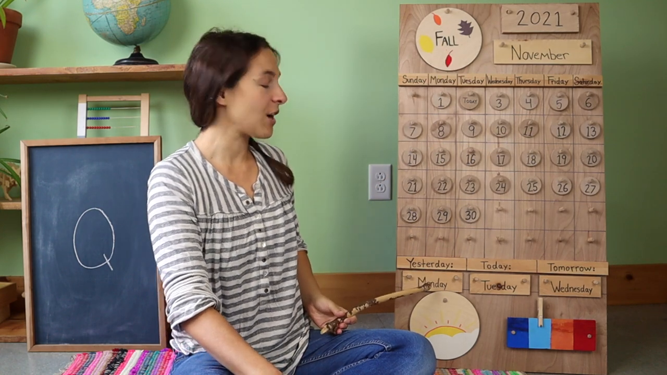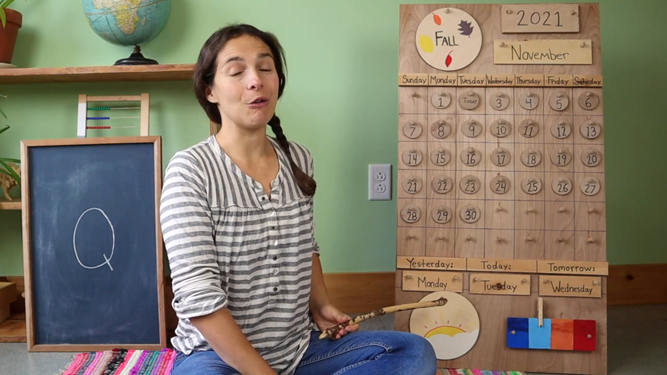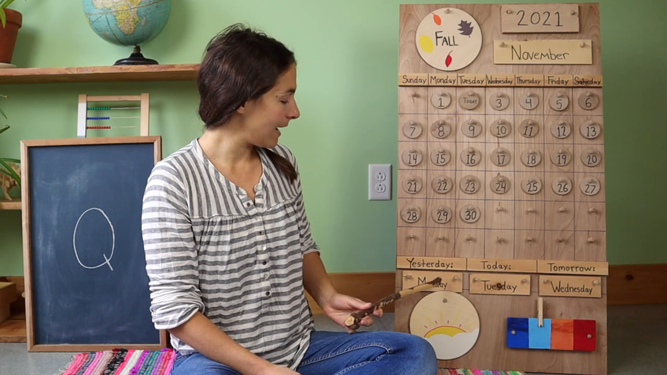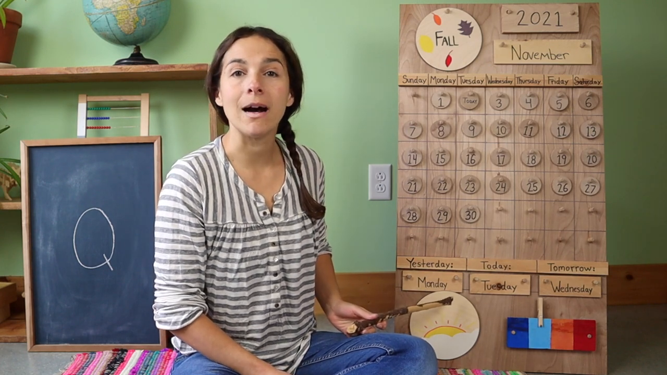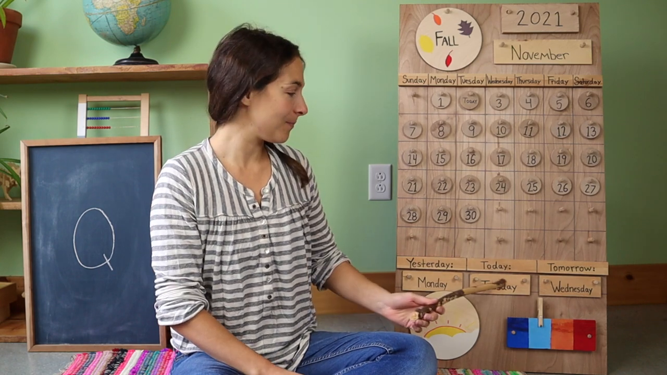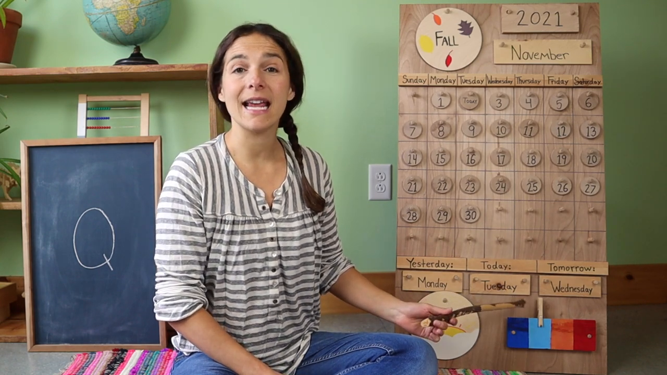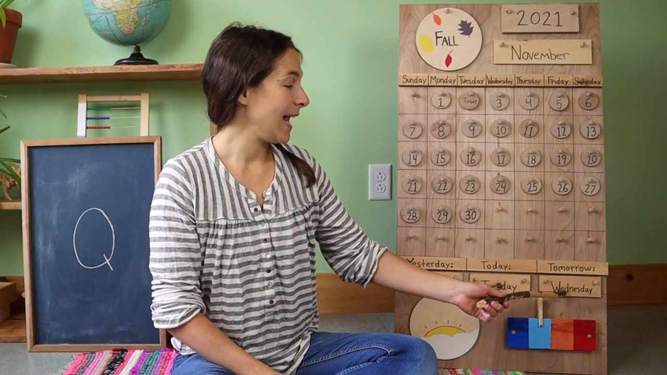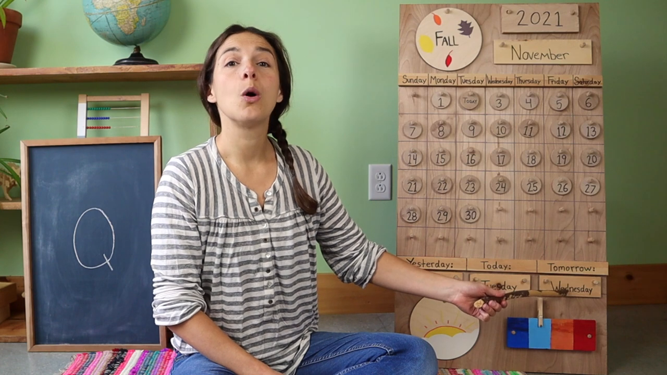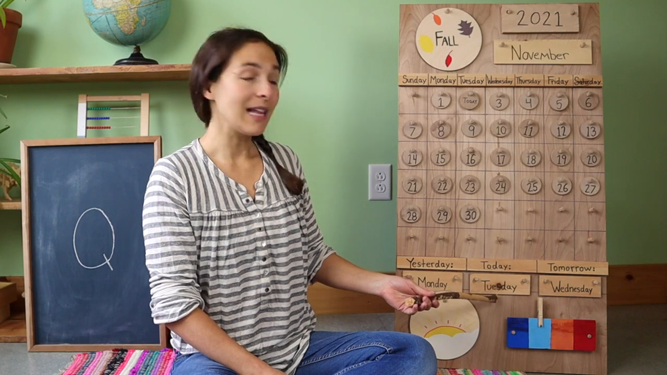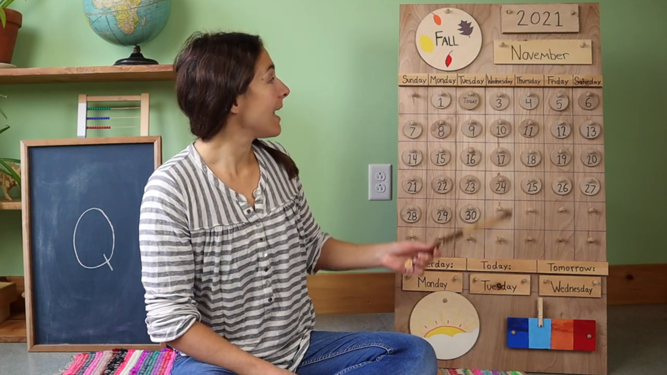Down at the bottom of the chart, we have the days of the week to go over. So listen for the sound, and you can tell me what the day is. Yesterday was Monday, the first day of the weekday. That means that today is Tuesday. And tomorrow will be Wednesday. Let's sing today's Tuesday together, and then we can go over the season.